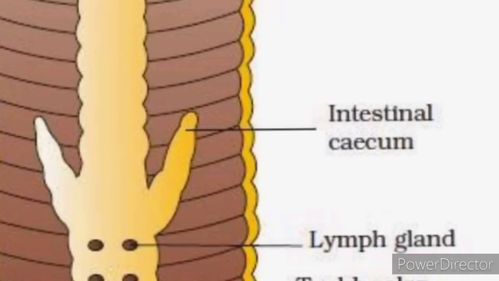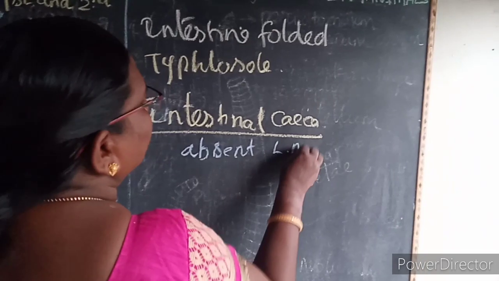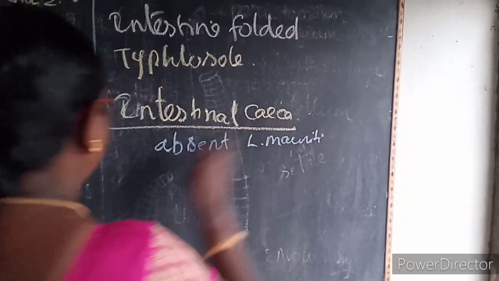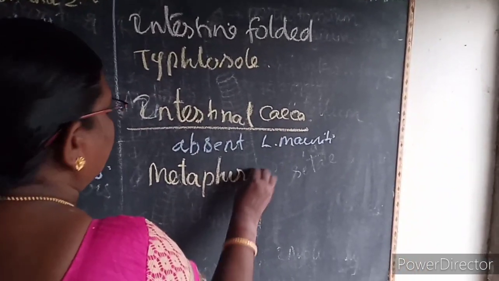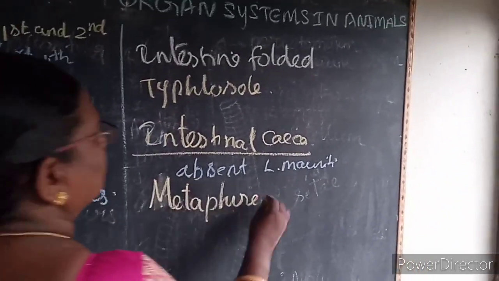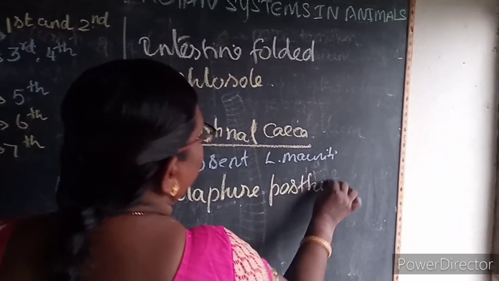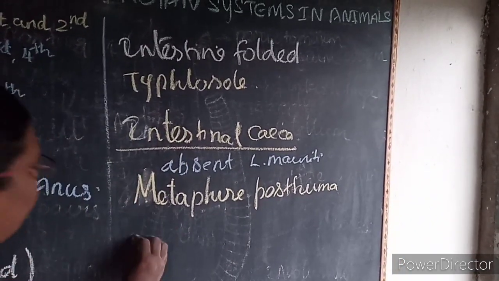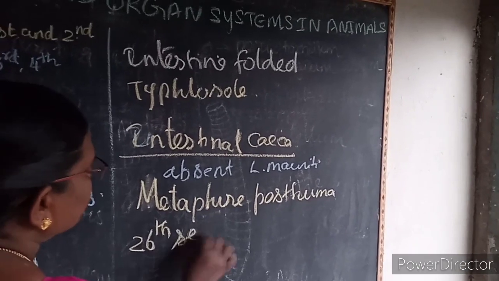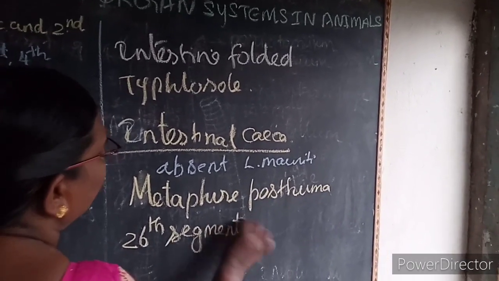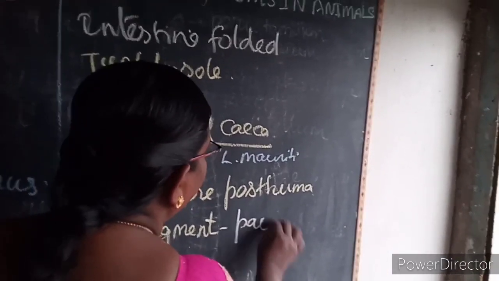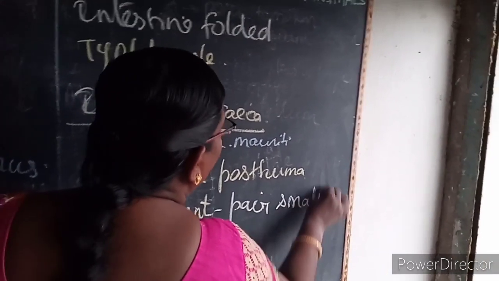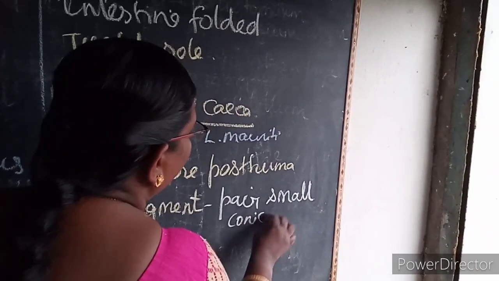This intestinal caecum is absent in Lampito mauritii, but it is present in Metaphire posthuma. In Metaphire posthuma, from the 26th segment onwards, there is a pair of small conical outgrowths.